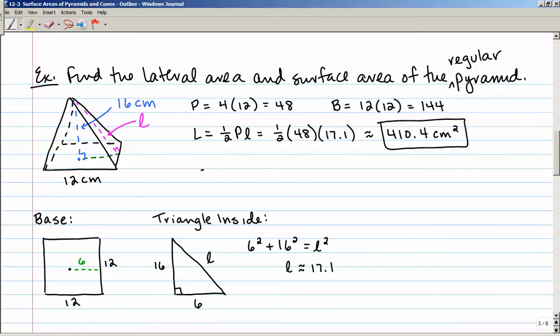And then my total surface area is going to be 1/2 perimeter times slant height plus the area of the base. So 410.4 plus the area of the base, which was 144, or 554.4 square centimeters.